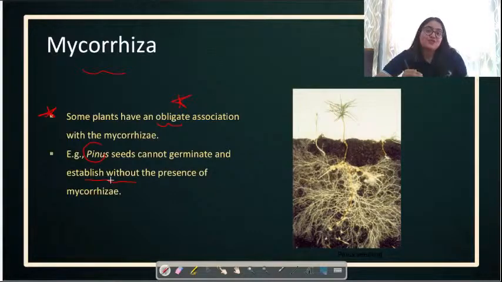So for Pinus seeds to germinate, they have to have an association with the mycorrhiza. Pinus seed germination is one of the examples where the mycorrhiza is very important and an essential association. It is an obligatory relationship of a mycorrhiza, right? I hope this much is clear to all of you.